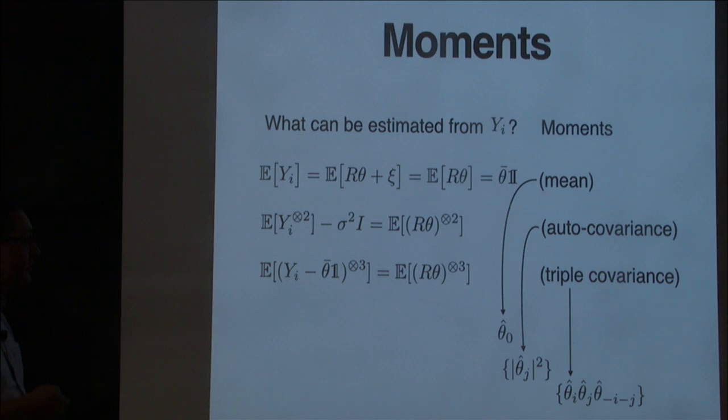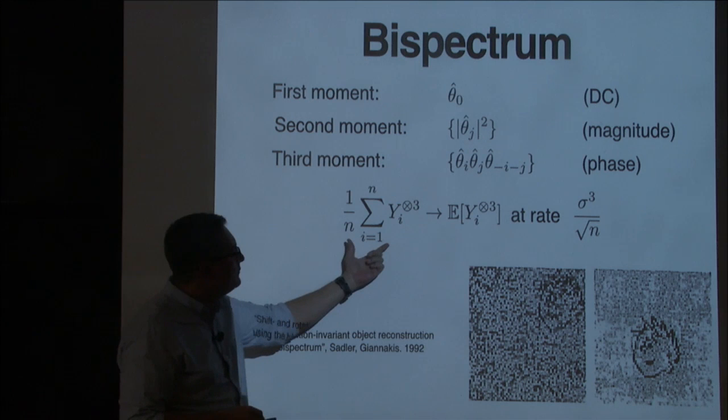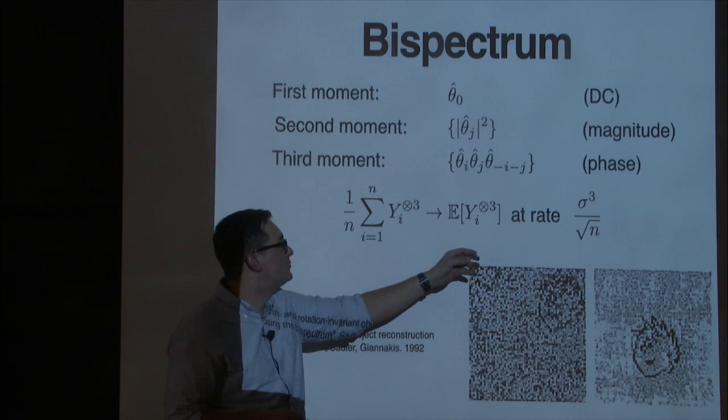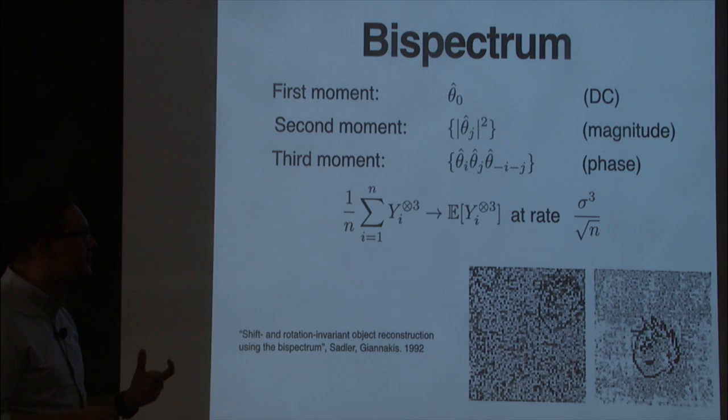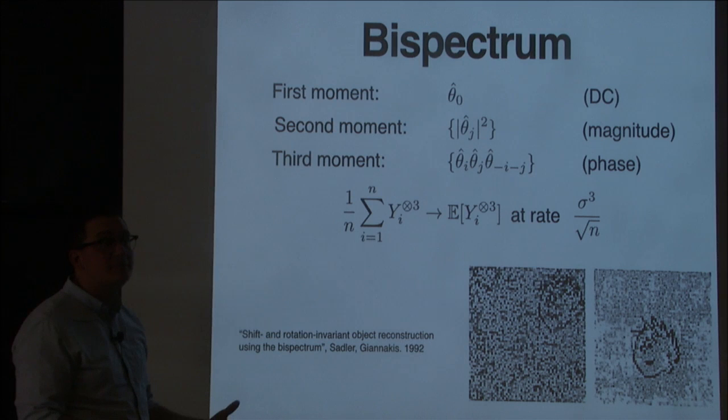Okay, so this is the technique we propose. It says, look at the third moment. This is going to be consistently estimated at a rate sigma cubed over root n, and that's where you see the sigma cubed over root n. And what I claim is that from this expectation, you can extract the data. The Fourier version of this is a tensor filled with all this redundant information. You have a bunch of partial information. You have a bunch of empty coordinates in this three-dimensional tensor.